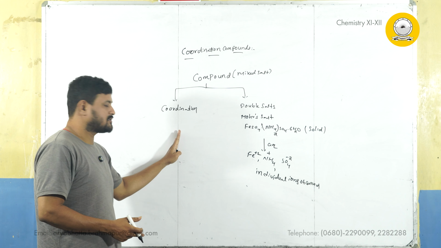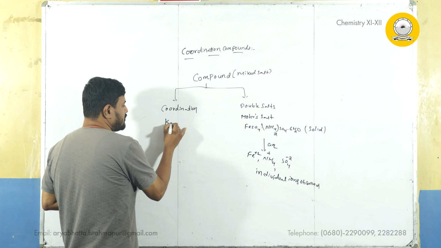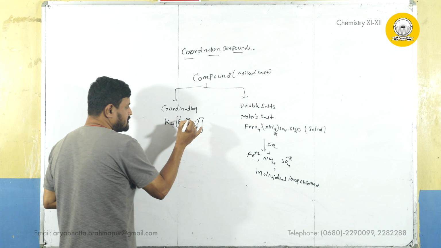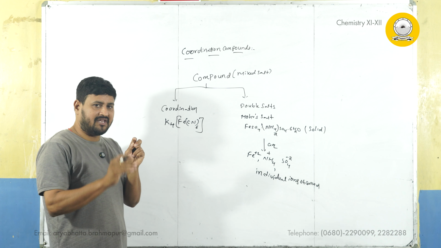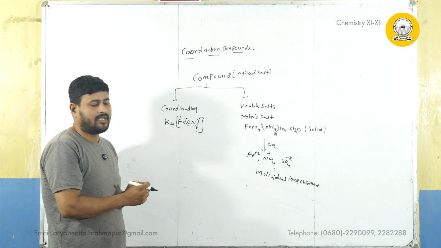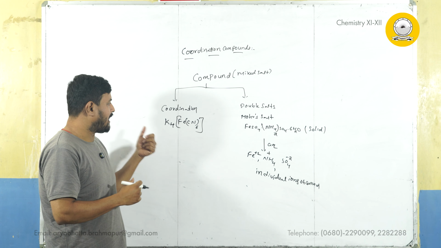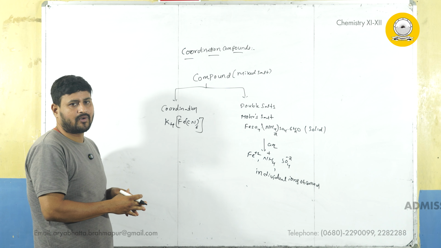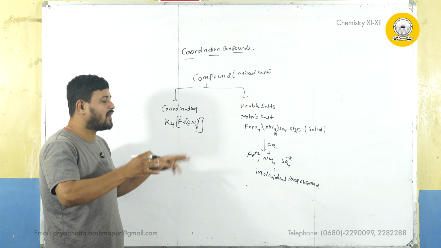But in case of a coordination compound, here also I am giving one example. What is a coordination compound? K4[Fe(CN)6], one of the examples. You can observe I am writing one particular group in square bracket. Here potassium is outside the square bracket, but iron and cyanide are both present inside the square bracket. Inside the square bracket, that is the complex, that is the coordination compound.